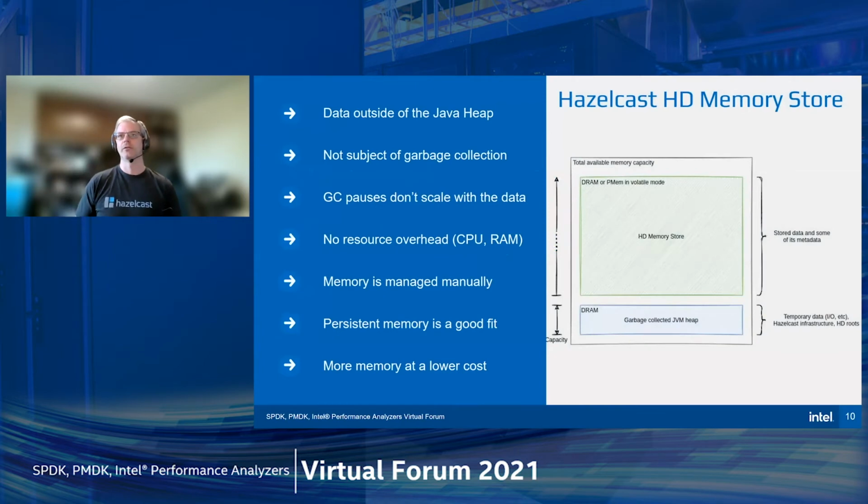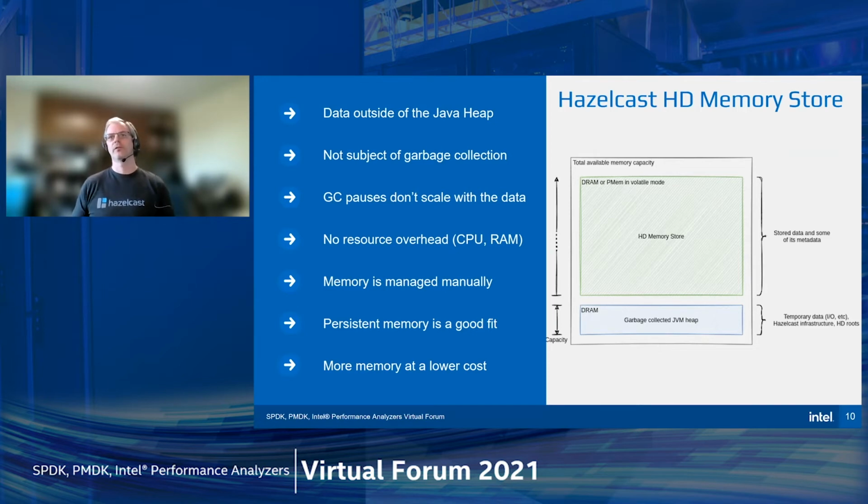The high-density memory store segments the heap into two parts. It still keeps the JVM managed garbage collected heap, which hosts the temporal data structures and all the working variables that the Java code is working with, while it has a separate HD memory store, which is outside of the JVM heap, and therefore it is not subject to garbage collection, and the garbage collection pauses don't scale with the data stored in this memory area. So there is no resource overhead, and in this pool, the memory is managed manually.